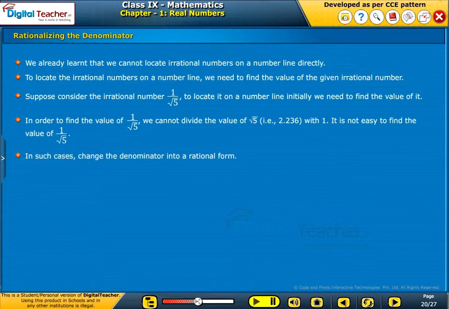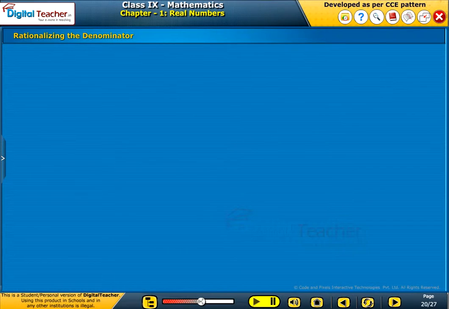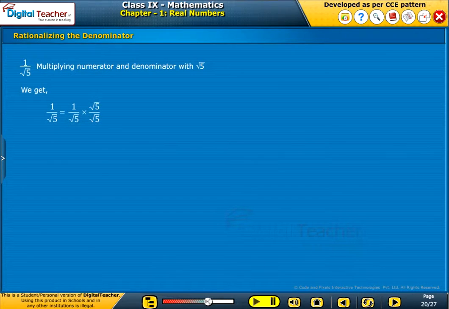In such cases, change the denominator into a rational form. Here, to rationalize 1 by root 5, multiply numerator and denominator with root 5 as shown on the screen. We obtain it as 1/5 of root 5. Now we can plot root 5 by 5 on a number line. Thus root 5 is the rationalizing factor of root 5.